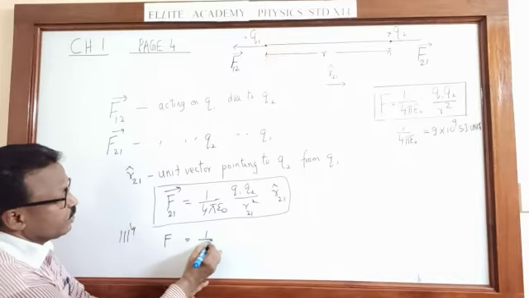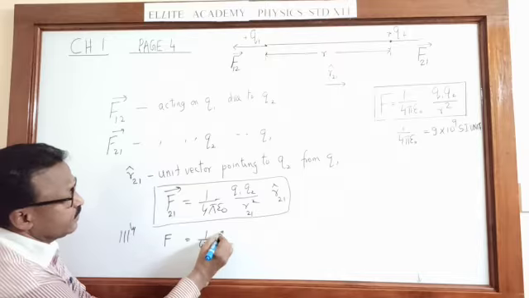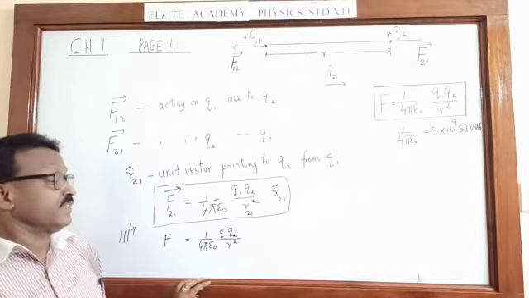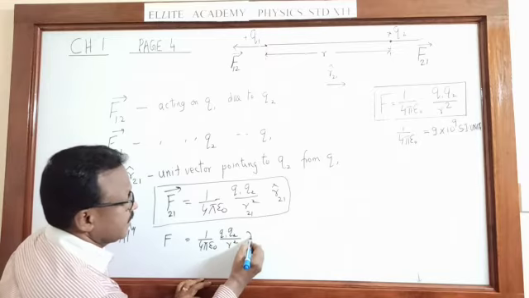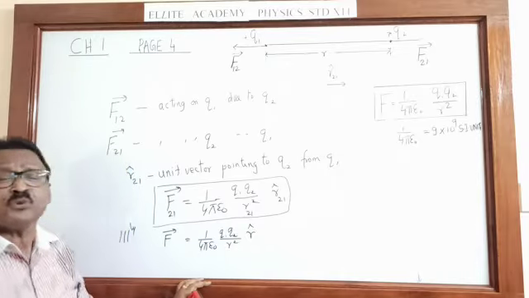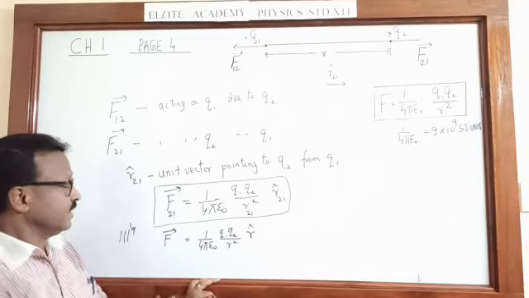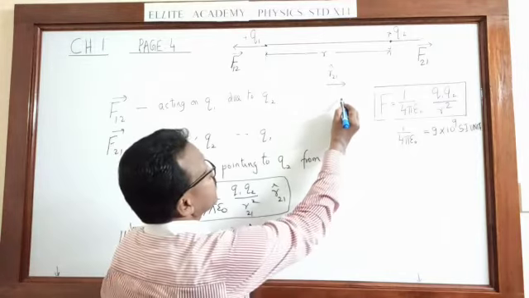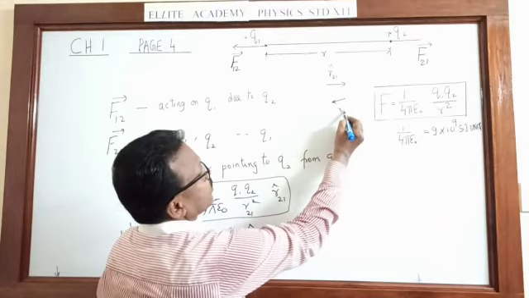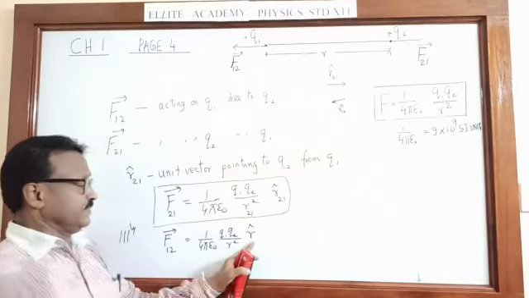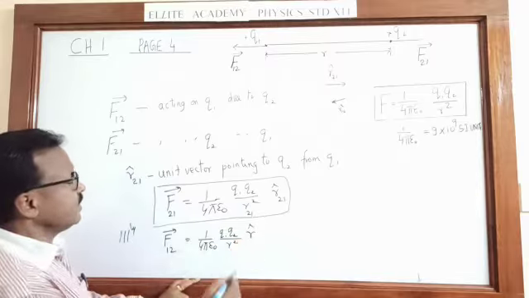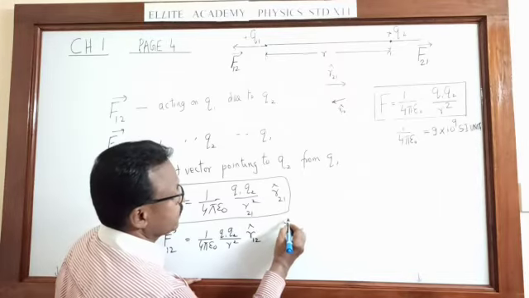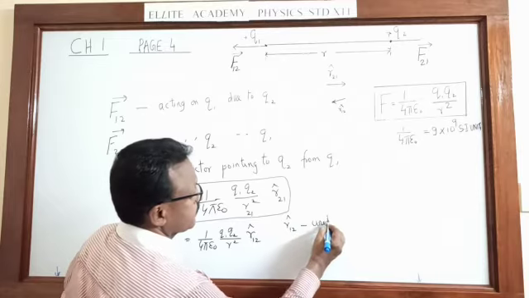F will be 1 upon 4 pi epsilon 0 Q1 Q2 upon R square. No problem. How to make it a vector? I must multiply by a unit vector, so this becomes a force. Then how to distinguish the force? Force F12. R12 is a unit vector in the opposite direction. So I multiply by R12 instead of R21. Where R12 is a unit vector.